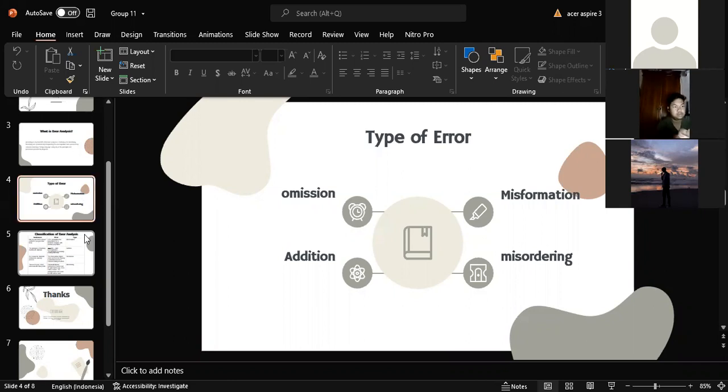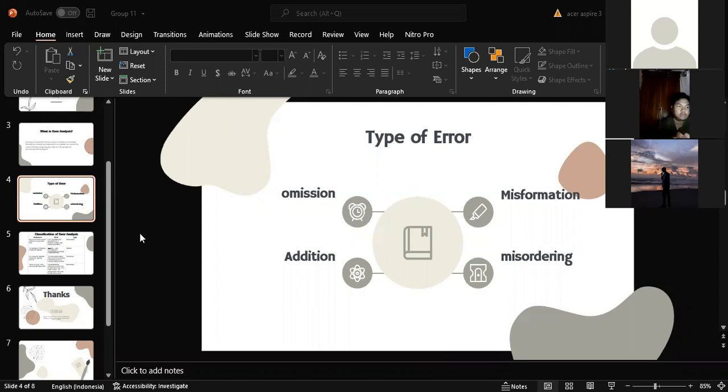Number four, misordering. As the label suggests, misordering errors are categorized by the incorrect placement of a morpheme or a group of morphemes in an utterance. For example, he is all the time late, and what Daddy is doing. The correct sentence is he is late all the time. Okay, enough. Back to moderator.